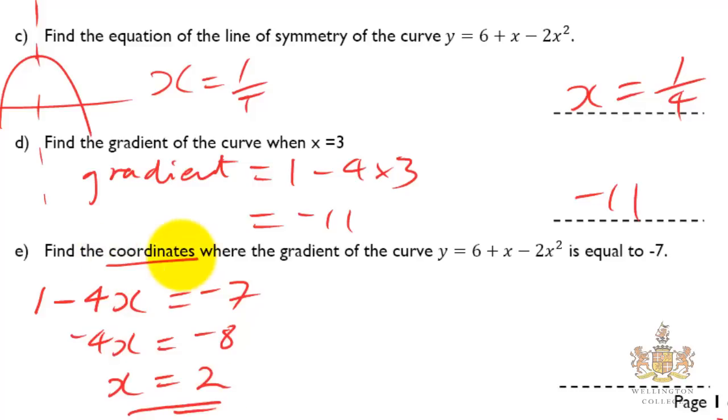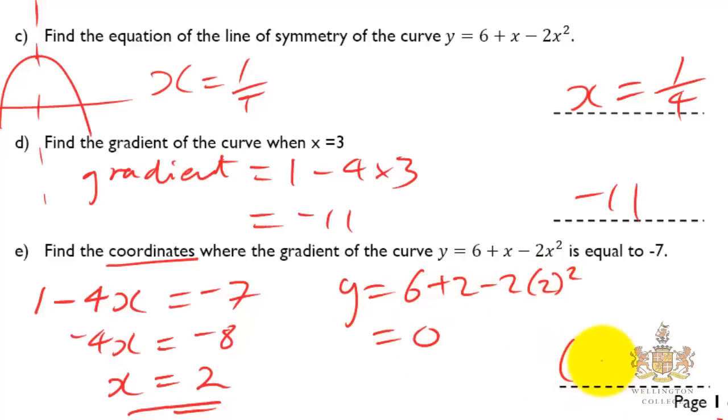We want the coordinates, so let's find the y value. And y is given by this expression here. 6 plus 2 minus 2 times 2 squared. 2 squared is 4, times by 2 is 8, and we've got 6 plus 2 is 8, 8 minus 8 equals 0. So therefore, the coordinates where the gradient is equal to minus 7 is 2, 0.